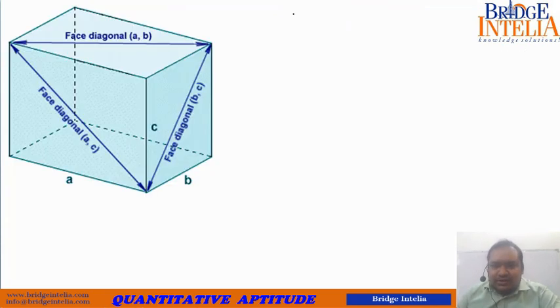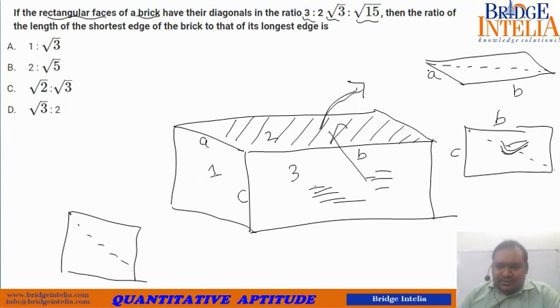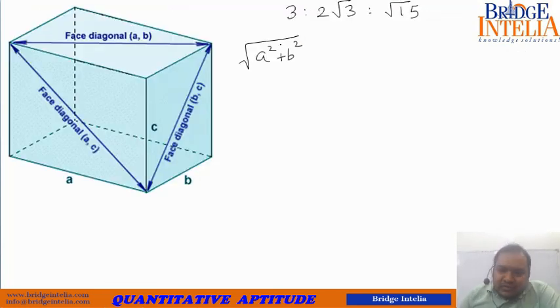So let me write out the ratio. The given ratio of diagonal is this. So this is the ratio. So now let's see. So the first diagonal would be equal to what? Under root a square plus b square. If you see properly, this is a rectangle. So the diagonal of a rectangle is under root a square plus b square, a and b being its sides. So under root a square plus b square, assume this to be equal to 3.